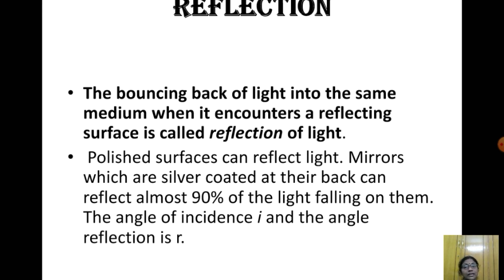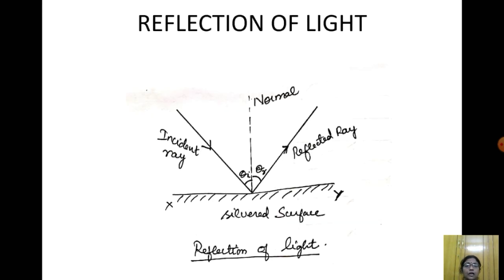Now, reflection. What is reflection? The bouncing back of light into the same medium when it encounters a reflecting surface is called the reflection of light. For example, take a polished surface like a mirror. The back surface is silver coated and the front surface is a plain polished surface. So 90% of the light falling on it will be reflected back. The angle of incidence is i and the angle of reflection is r. This is the geometry of the reflection of light.